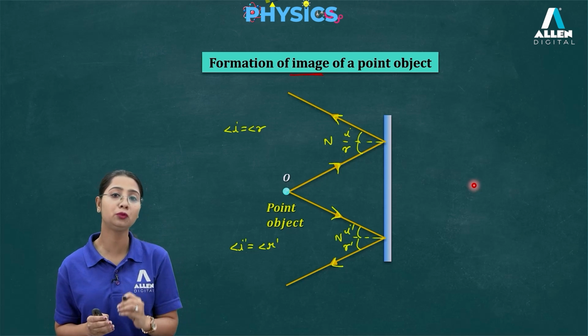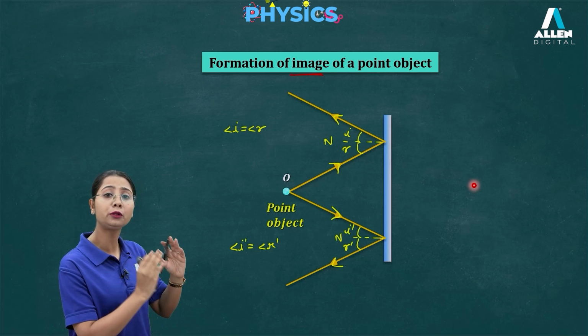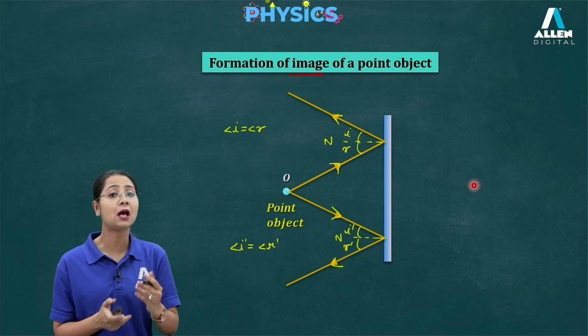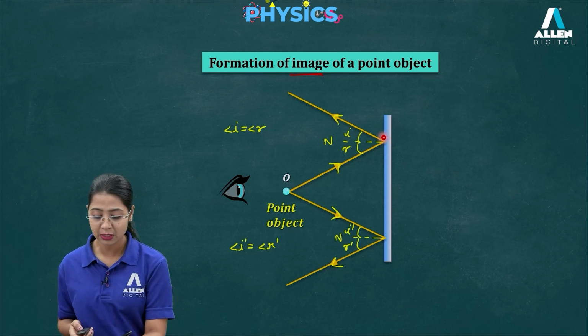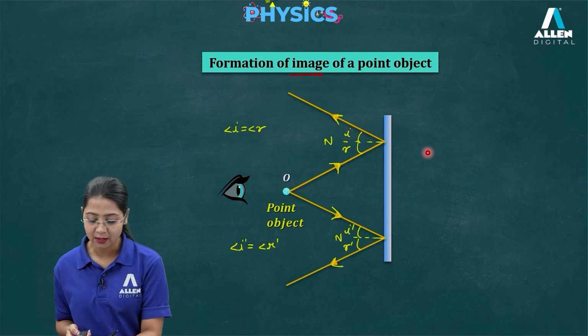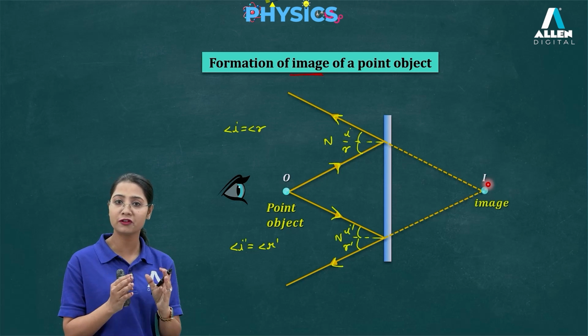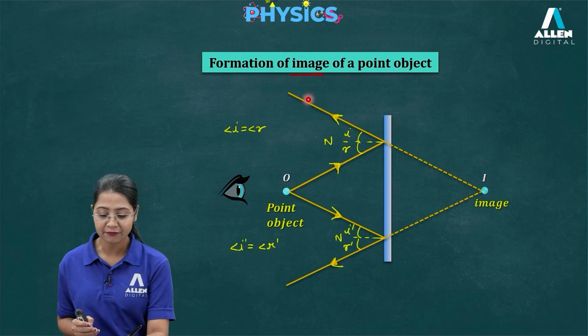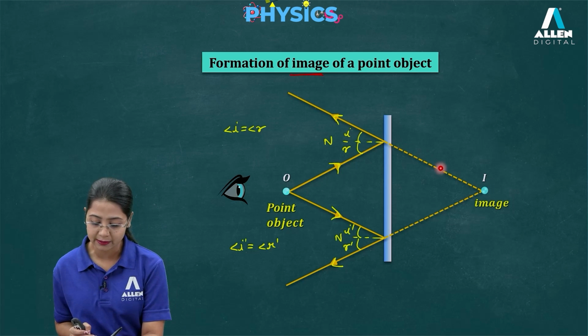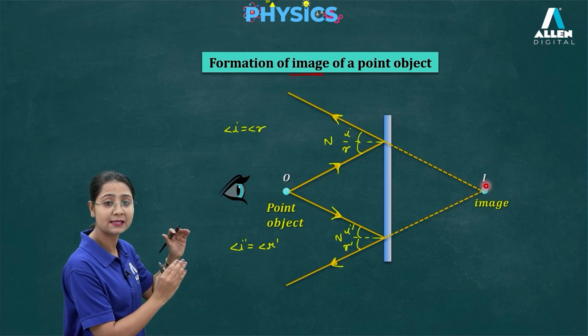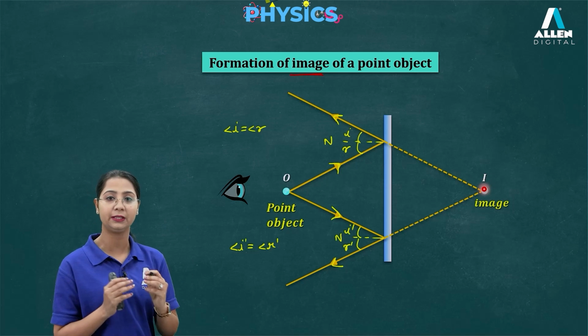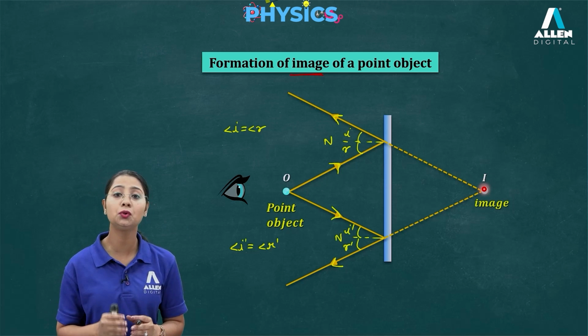Okay, they appear to meet. These reflected rays are not meeting in reality, but they appear to meet if we consider that these reflected light rays are coming in a straight line. Definitely light rays always travel in a straight line. So if we extend this reflected ray and this reflected ray, we will find these reflected rays appear to meet at this point. And this point is showing you the image.